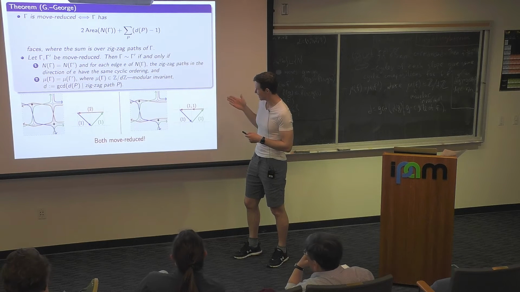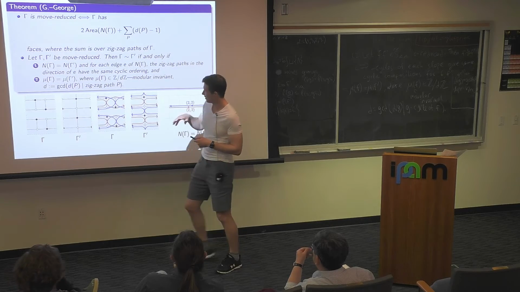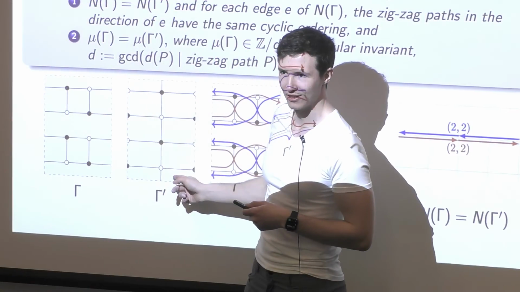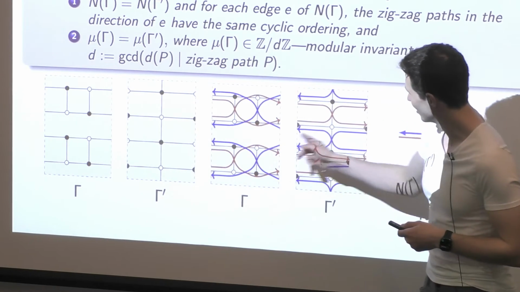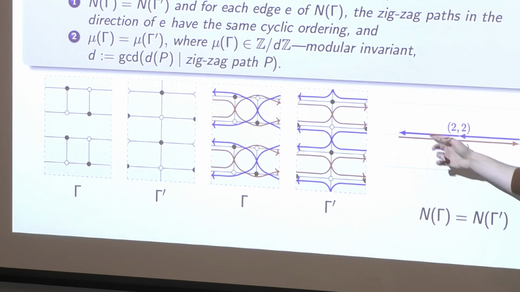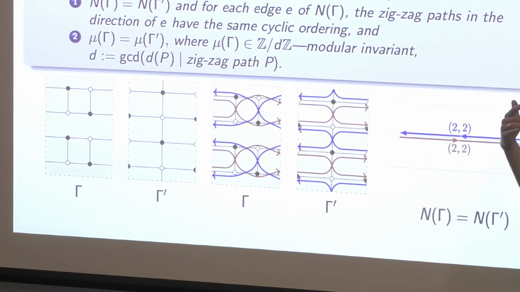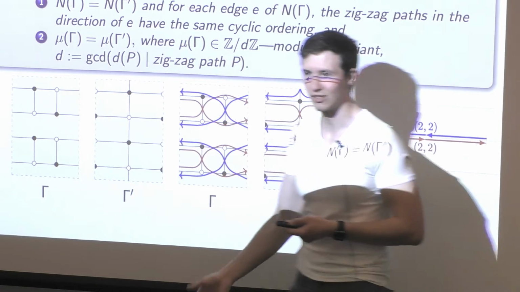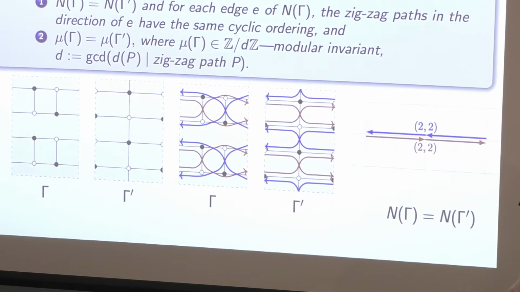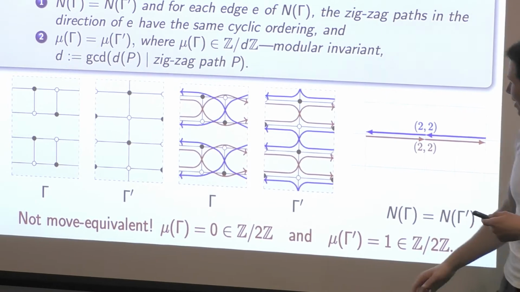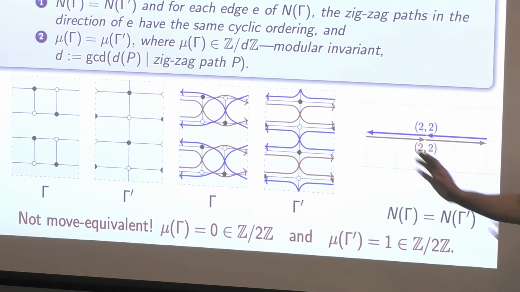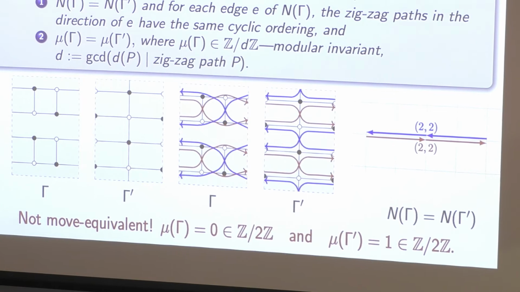All right. So another example. Here are two graphs. One is disconnected, another one is connected. And you look at the zigzag paths. The Newton polygon is the same. The cyclic compositions are the same, but they're not move equivalent because one is connected and another one is not connected. So the only difference between them is the modular invariant. So you can see the GCD of all these numbers is 2, and so it turns out the modular invariant is different for these two graphs, and so that's why they're not move equivalent to each other.